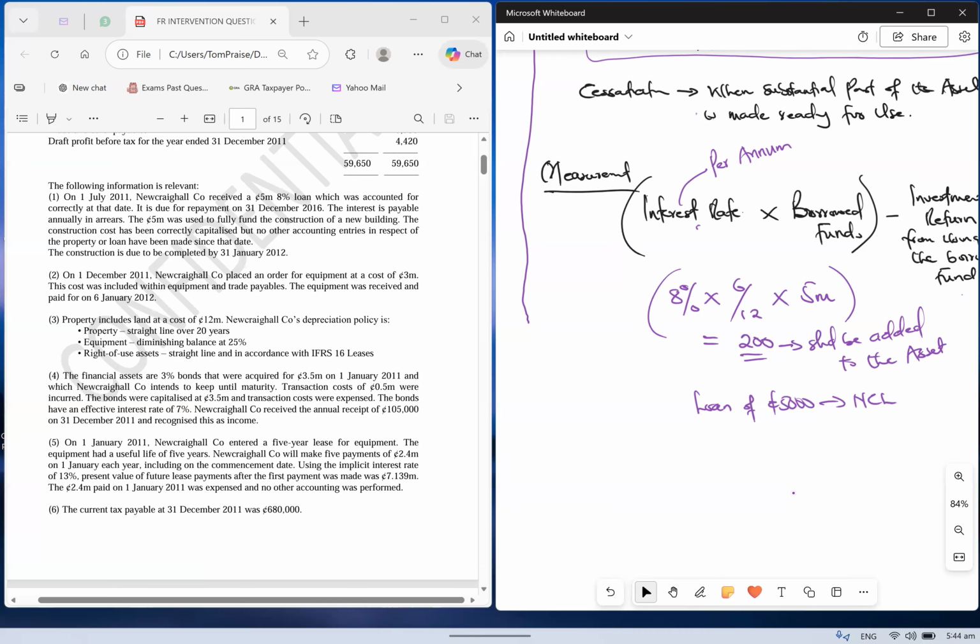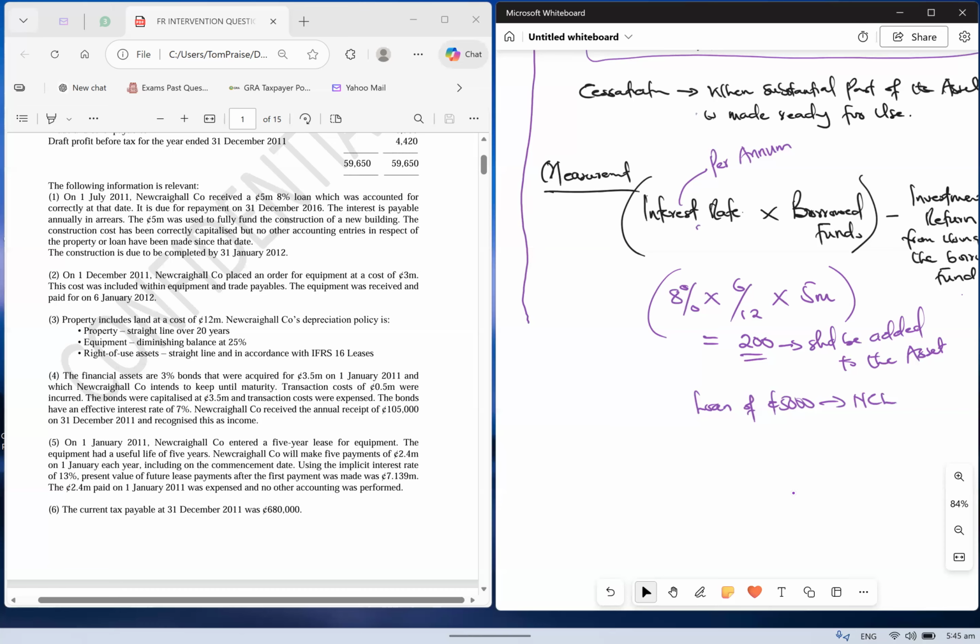But you see, borrowing cost has nothing to do with P&L. Borrowing cost is part of the cost of the asset. So we will rather be adding it to our asset, not in the P&L. So it won't affect our profit before tax. So you leave it there. But when you add it to the cost of the asset, perhaps the depreciation is the one that will be treated in your P&L. All right. So take note of that.